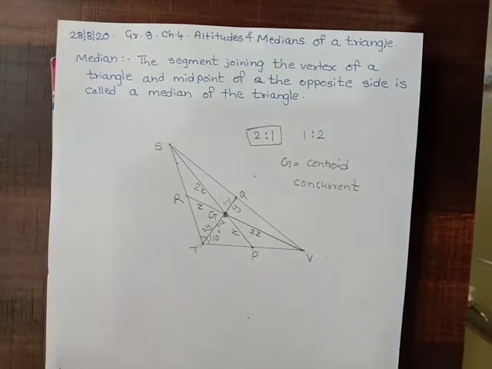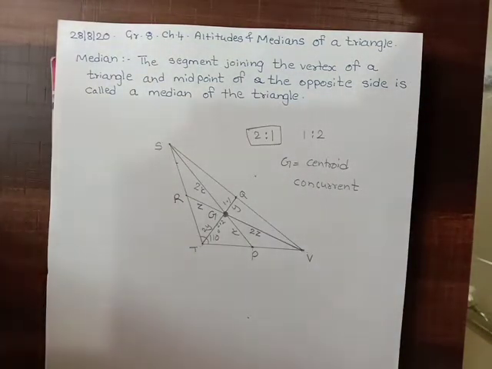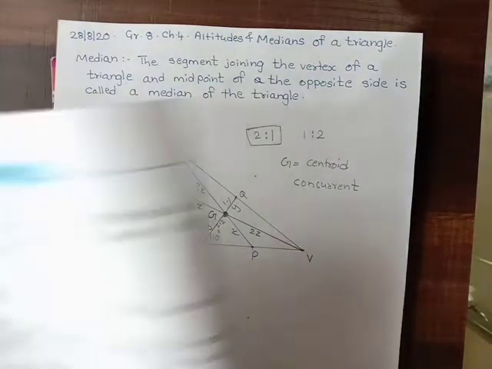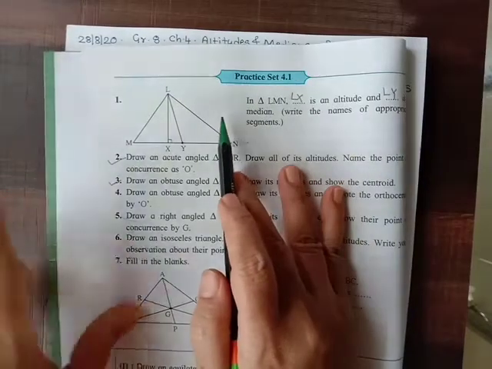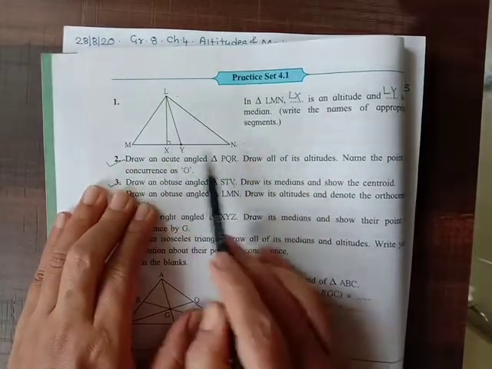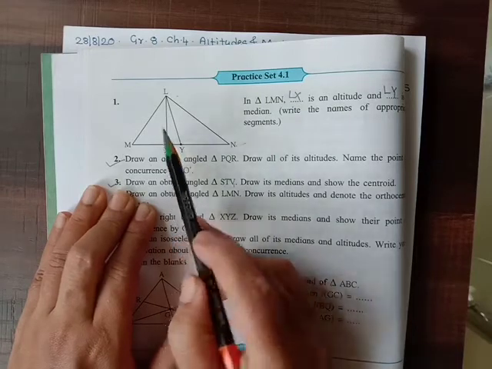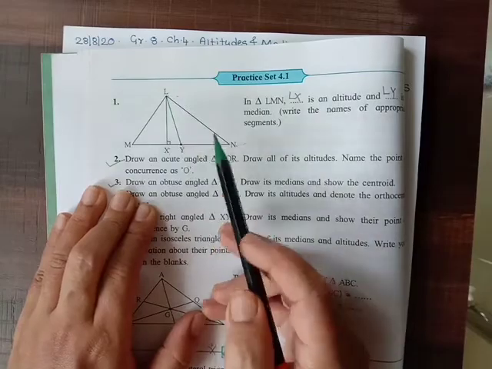Okay. Now let us quickly go to our exercise 4.1. See students, we have done this third problem just now. So this is your exercise. What it says, I have written over here. Now look at this triangle LMN, which has an altitude. So this is 90 degrees. So XL will be your altitude, and which is the median? LY will be your median.